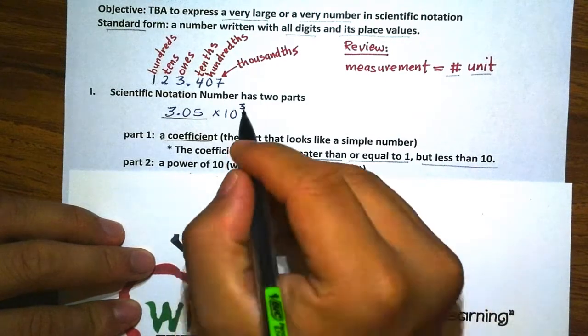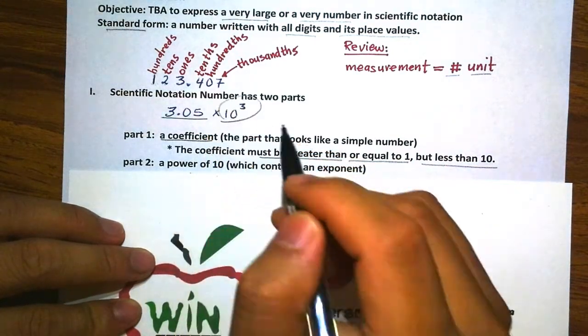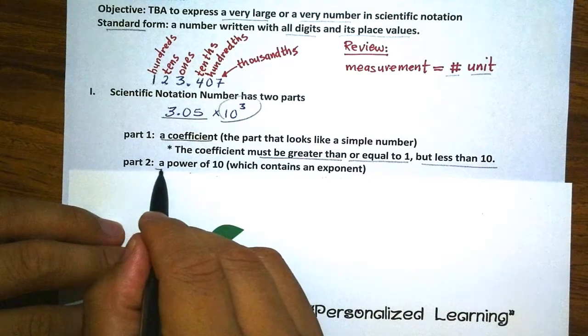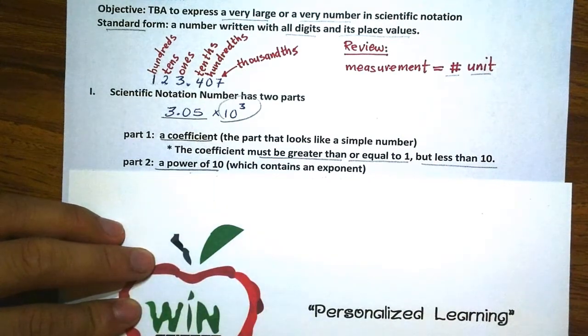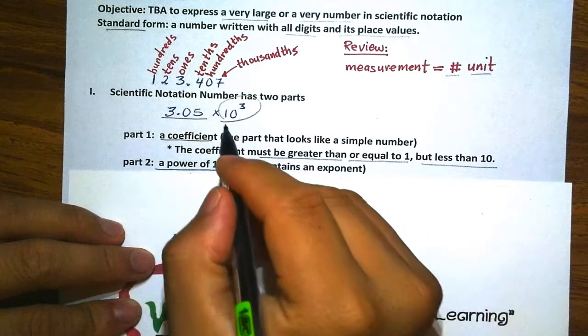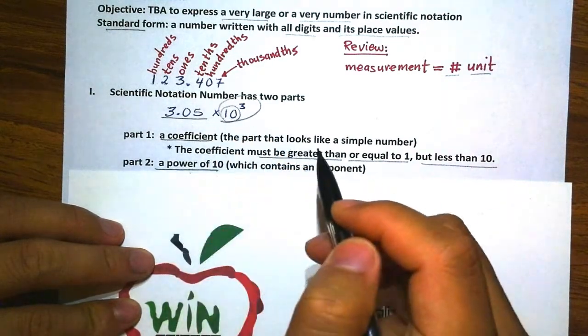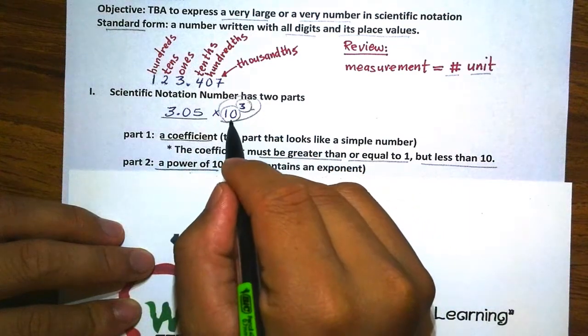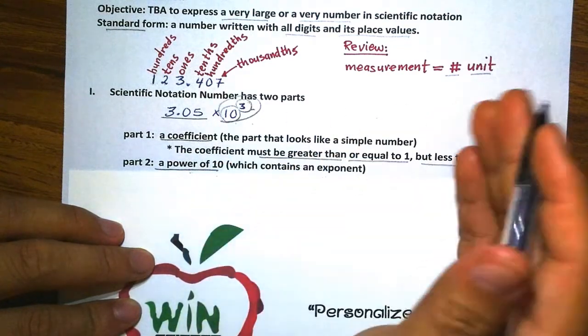The second part, which is the most beautiful part of the scientific notation number, is the power of 10, or we call it the exponent. The base will always be 10, but this exponent right here represents how many times 10 times 10 to itself is going to be.